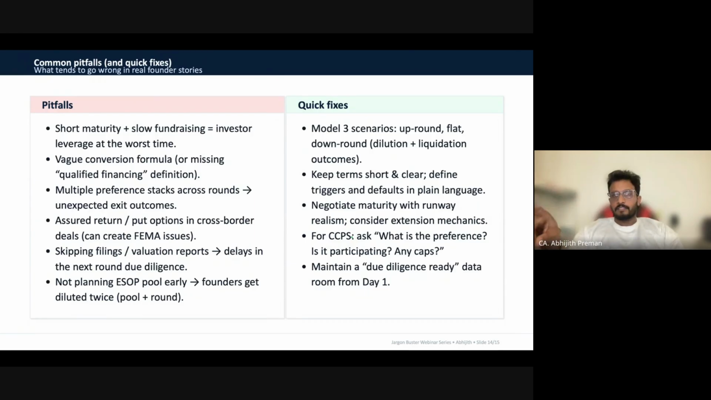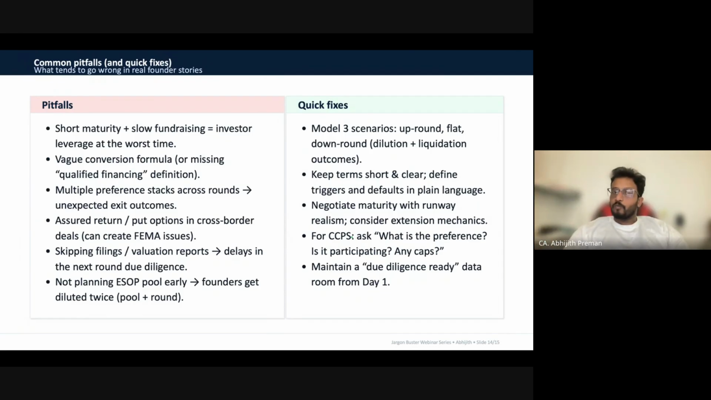Negotiate maturity with runway realism. Consider extension mechanics. So you will have to negotiate the runway maturity. I mean, if it is going to get converted in 5 years, or you have to repay the convertible note in 5 years, whether that is going to match with your runway is what you have to check. Okay, whether you will be having that much amount of fund after 5 years to repay this loan, or if not, you are not able to repay it back, what are the possible ways you can extend the maturity to another period? So all these things you should keep in mind. Okay, and you should bring all those things into the document.